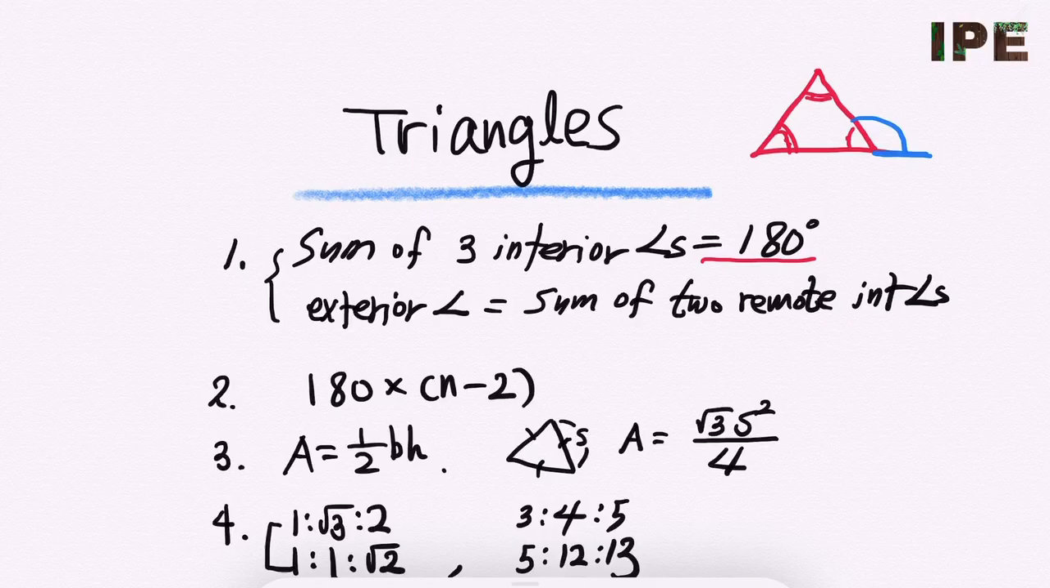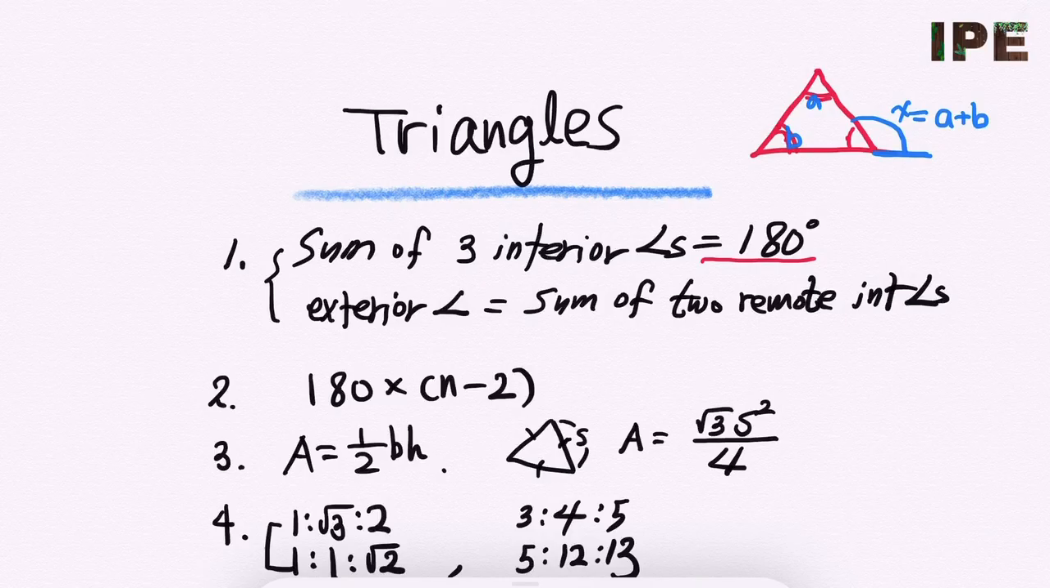The extension of one side and the adjacent side forms an exterior angle. A very important thing in SAT about exterior angles is this: an exterior angle is always the sum of the two remote interior angles. Let this exterior angle be x, and these two interior angles be A degrees and B degrees. Then x always equals a plus b. One exterior angle of a triangle is the sum of the two remote interior angles.